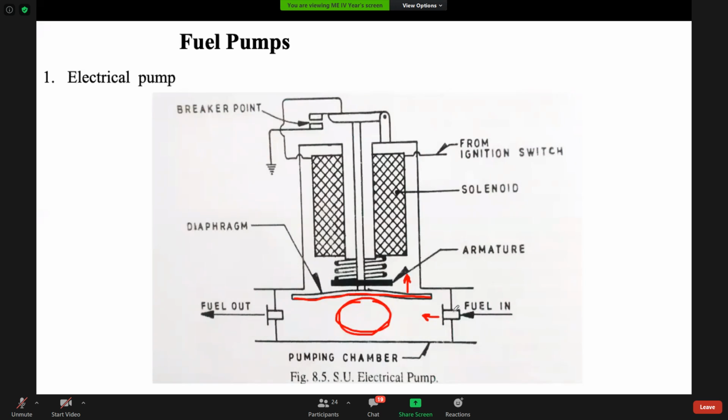This is also a spring loaded one-way valve. At the next instant, when this solenoid releases the current at this breaker point, the diaphragm will come in the downward direction, and when it comes downward, it will force the oil to your outlet pipe. This will go to your carburetor. So this is the working of your electrical pump.